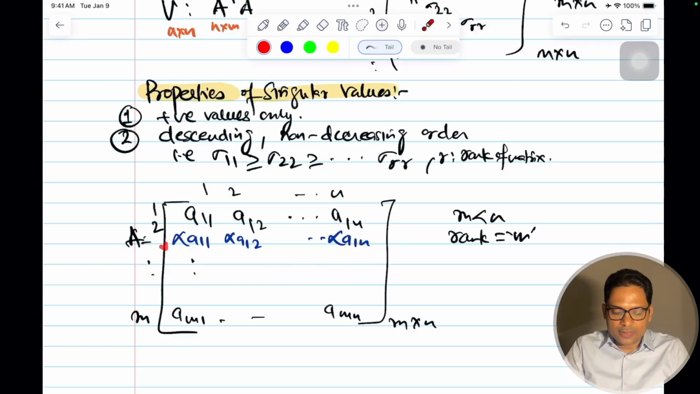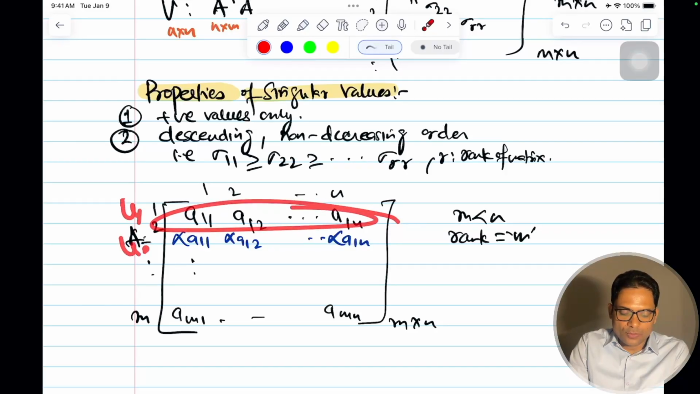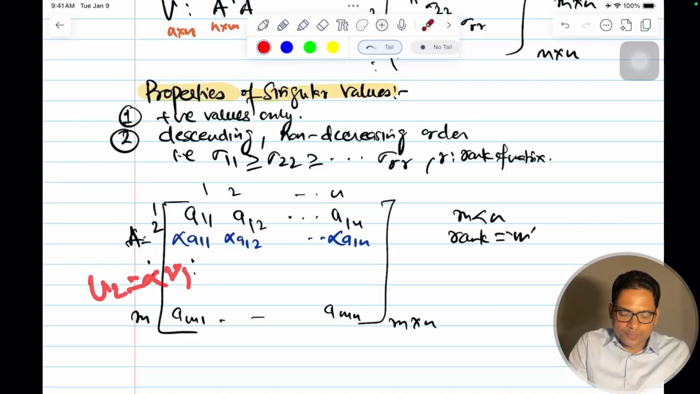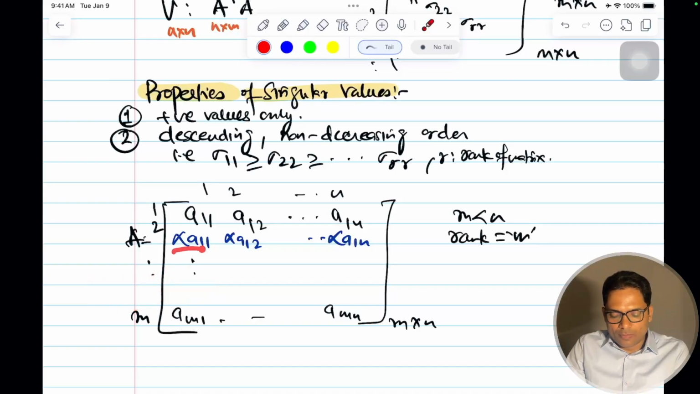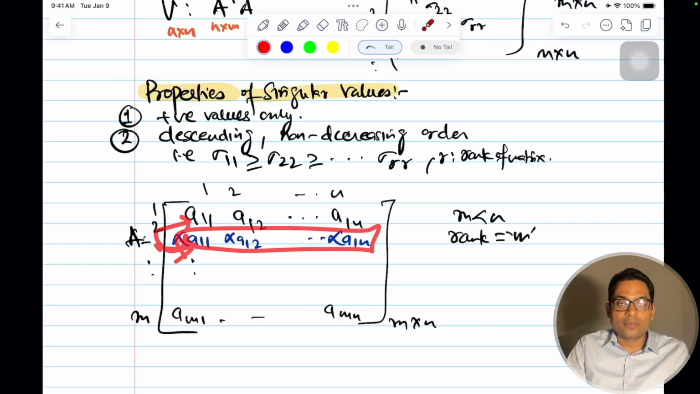So this row is not bringing any new information. This can be represented as alpha times the a1 row, whatever the row is. If this is vector v1 and this is v2, then v2 can be represented as alpha times v1. It means this dimension of this matrix is not bringing any new information. It's just another scaled version of the vector which is used within this.